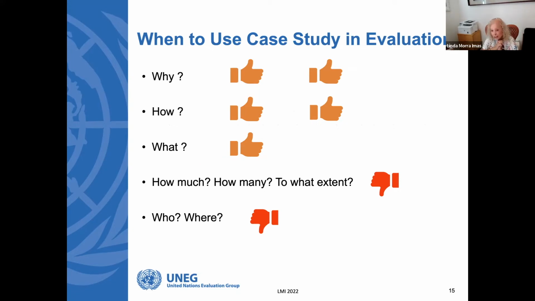Case studies are super at addressing why questions. You know, why are we seeing this particular pattern? They're good at answering how questions. They can be used to address what questions. They're not good at all, you shouldn't use them for answering how much, how many, or to what extent questions. For that, you probably want a survey. And who, where questions, they're not good for.